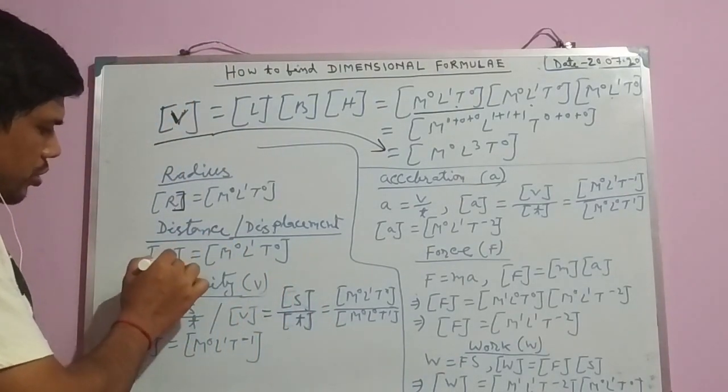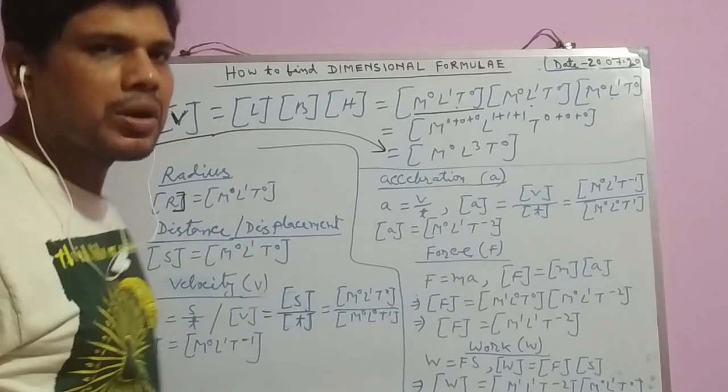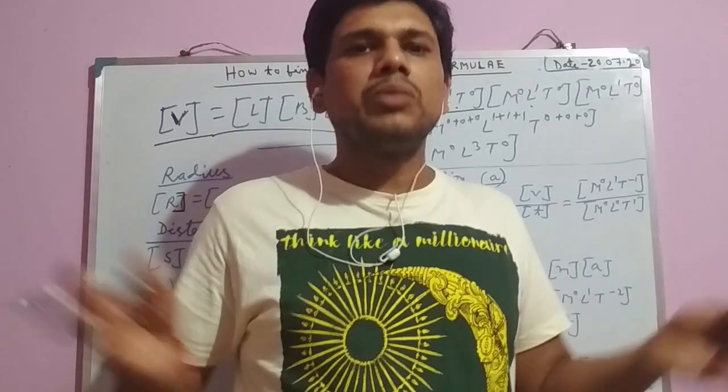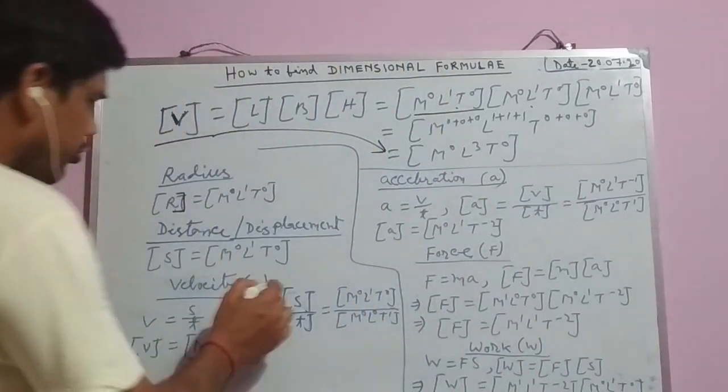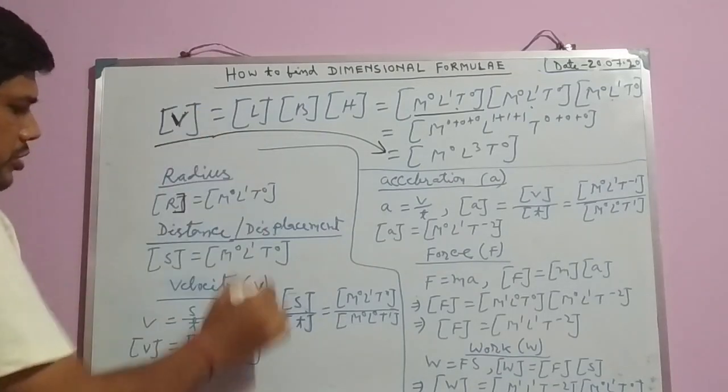So the dimensional formula of s equals M^0 L^1 T^0. Same as length: distance is nothing but a length. Now velocity. Here velocity is denoted by the letter v. This is velocity.